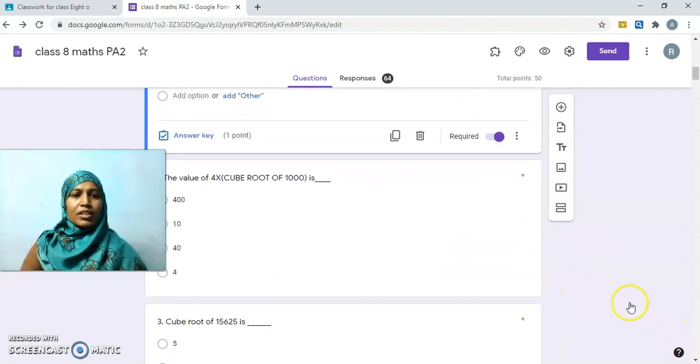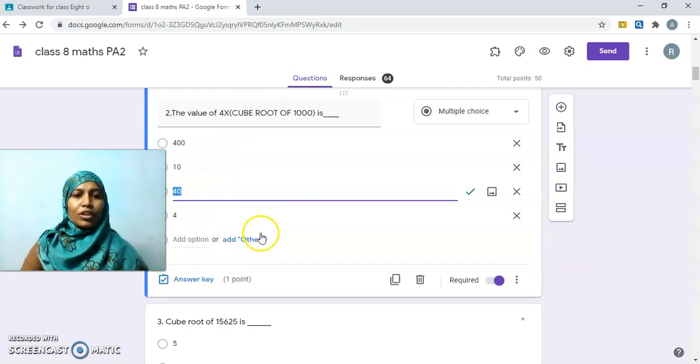The next question is, the value of 4 into cube root of 1000. You know to find cube root of 1000, it is 10, because 10 into 10 into 10 is 1000. Cube root of 1000 is 10. Many of you clicked the answer as 10. But see here we have 4 into. So 4 into 10 is 40. Okay, 40 is the right answer.